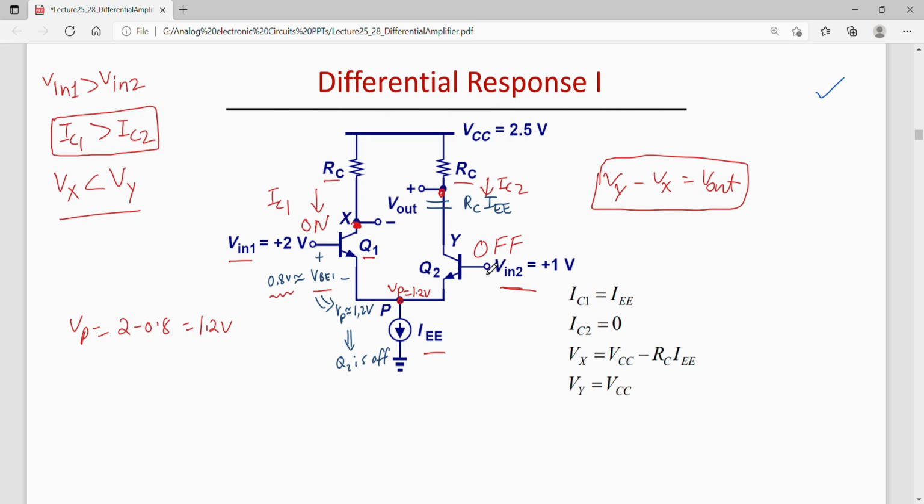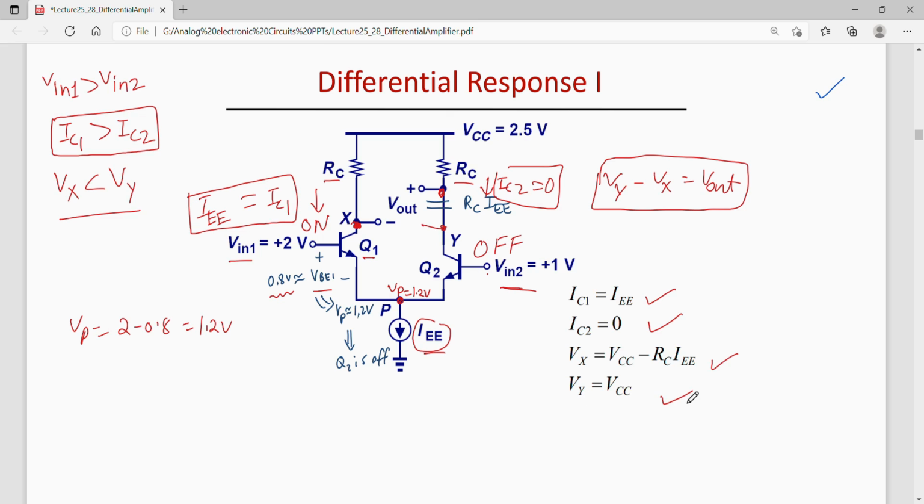So when this transistor is off, that means the entire tail current flows through transistor 1, because current through transistor Q2 is 0. So I can write IC1 as IEE and IC2 as 0. So Vx could be written as VCC minus RC times IEE, and Vy, since this is off, would be equal to VCC.